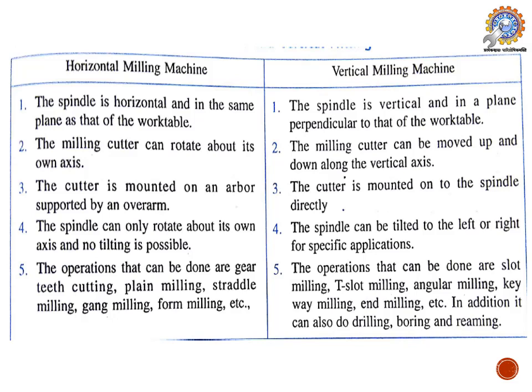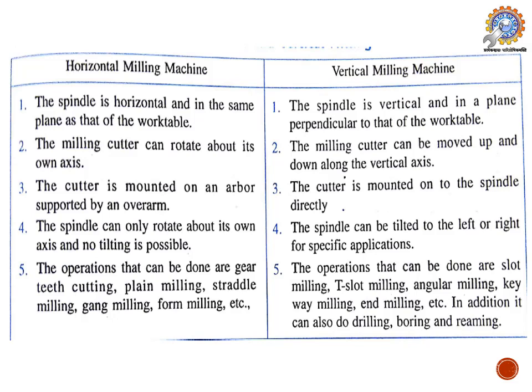Second one, the milling cutter can rotate about its own axis. Whereas in vertical milling machine, the milling cutter can be moved up and down along the vertical axis. That is a big advantage. Why? In horizontal milling machine, every time we are supposed to lift or move the work table against a milling cutter since its height is fixed. Whereas in a vertical milling machine, we can raise the tool axis also. That is the best advantage we have with the vertical milling machine.